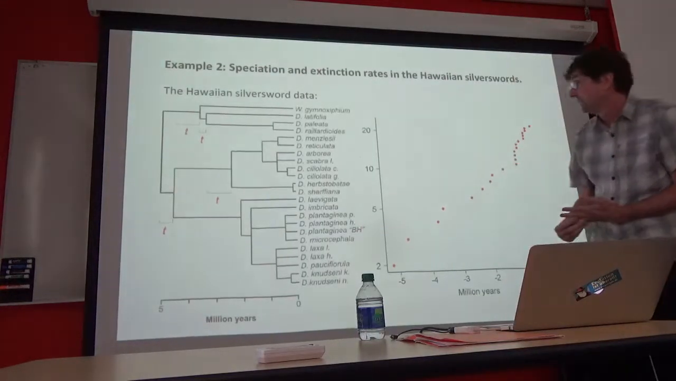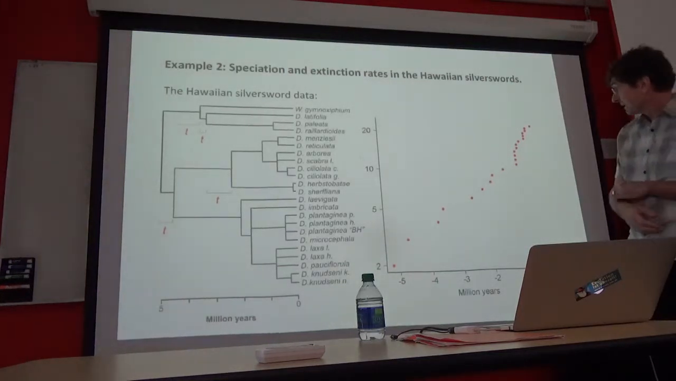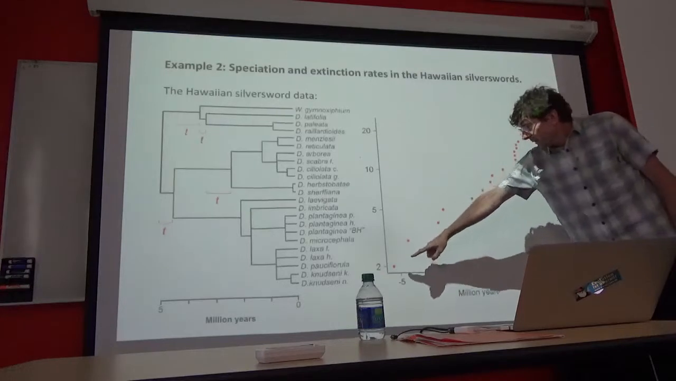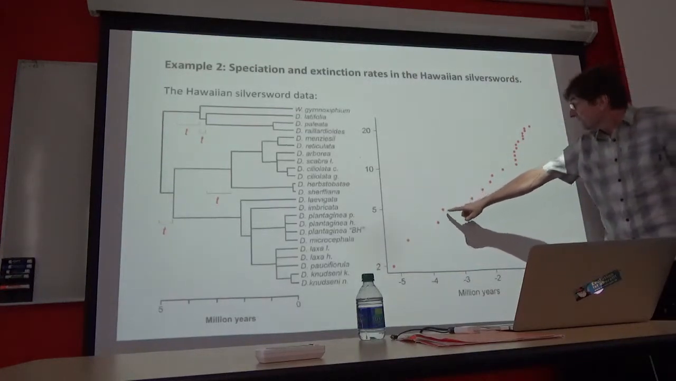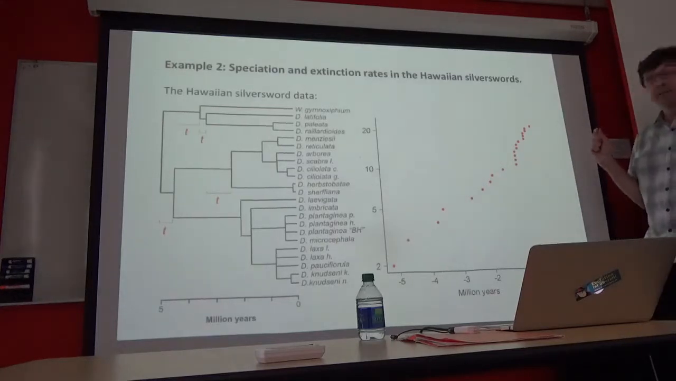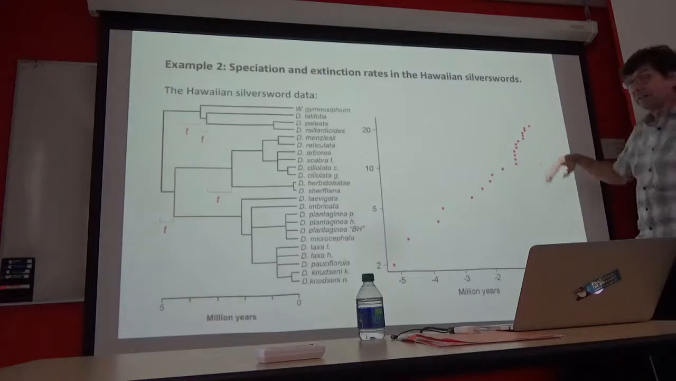Anyway, here's the data for the Hawaiian silver swords. Starting with the earliest split, using that molecular phylogeny, each dot corresponds to another split in the tree going from left to right, and it's not a completely straight line, it has a bit of curvature toward the present.